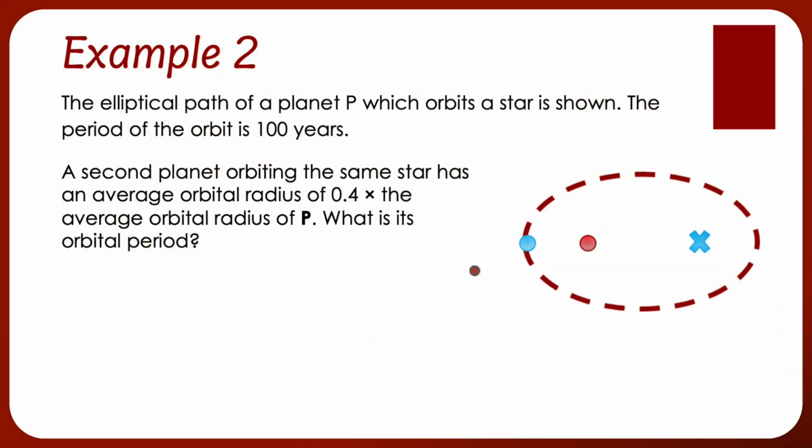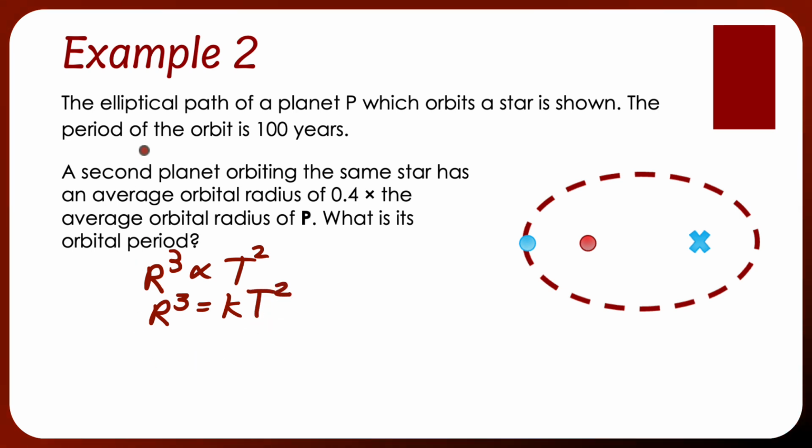Example 2. We have this same planet here that had the orbit of 100 years. But now we have a second planet, and its radius is 1.4 times the radius of the original planet. What is the new orbital period? Well, let's use the 3rd law. Remember we said that r cubed is proportional to t squared. And if I just want to put that as an equation, I'm going to say r cubed equals some constant, don't care what it is right now, times t squared.